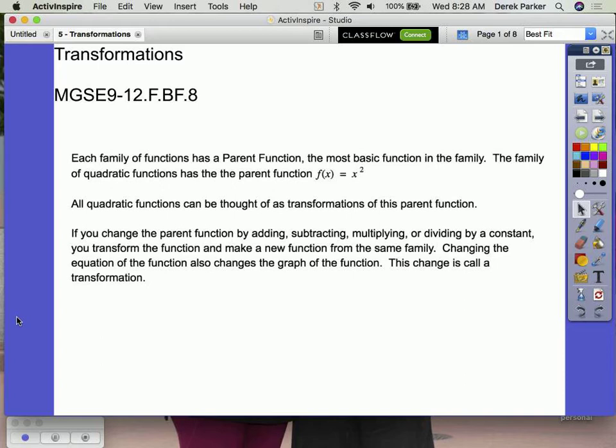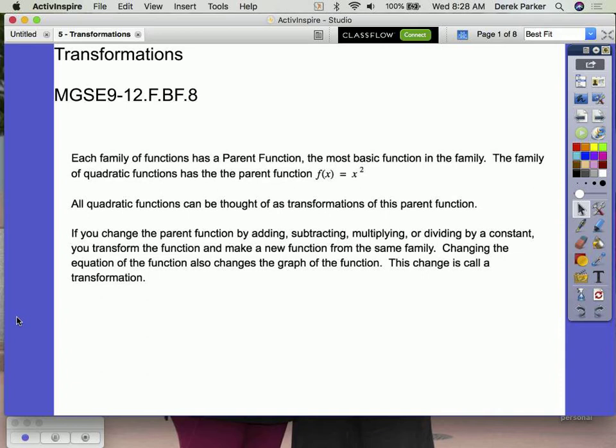So you're going from there. You're transforming the function from the function I just showed you, f of x equals x squared. If you change the parent function by adding, subtracting, multiplying, or dividing by a constant, you transform the function and make a new function from the same family. Changing the equation of the function also changes the graph of the function. This change is called a transformation.